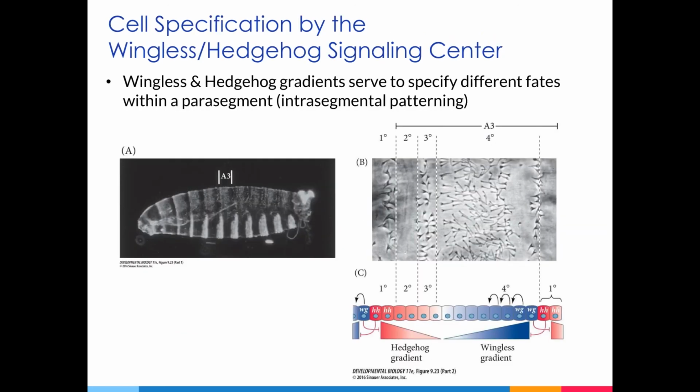Since Wnt and Hedgehog are both paracrine factors, they form gradients as illustrated here. And cells will acquire different fates based on the concentrations of Wnt or Hedgehog that they receive. This can be seen in the epidermal structures that form as a result of the exposure of these cells to different concentrations of Wnt and Hedgehog.